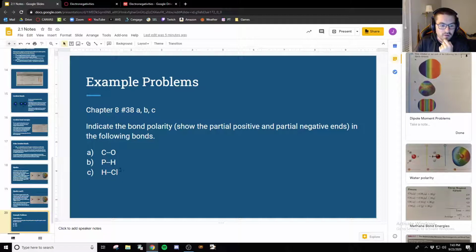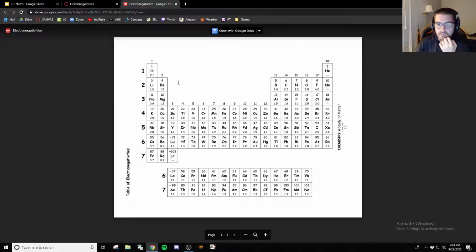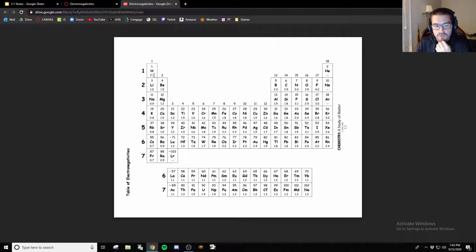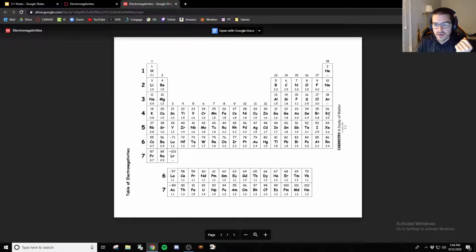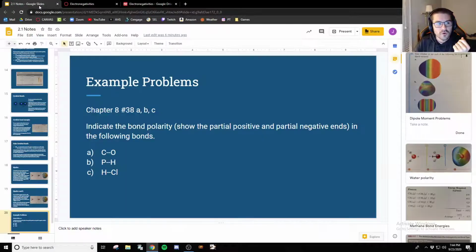Okay, let's look at hydrogen and chlorine. Something tells me we are going to have a polar bond in this case. So 2.1 versus 3.0. That's a difference of 0.9. We'll go ahead and say that is a polar covalent bond. And chlorine has the higher electronegativity, so chlorine is partially negative and hydrogen is partially positive in terms of the bond there. Okay?